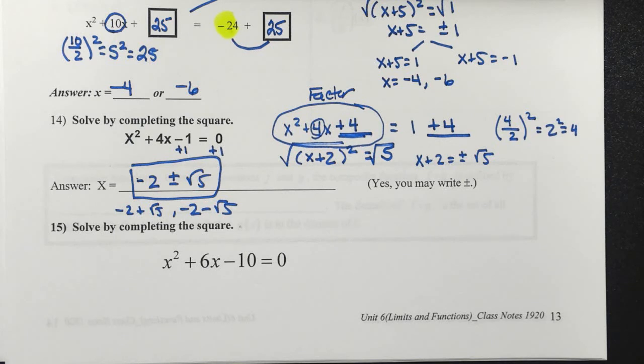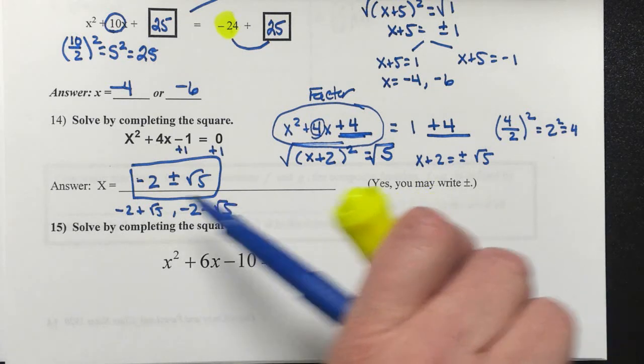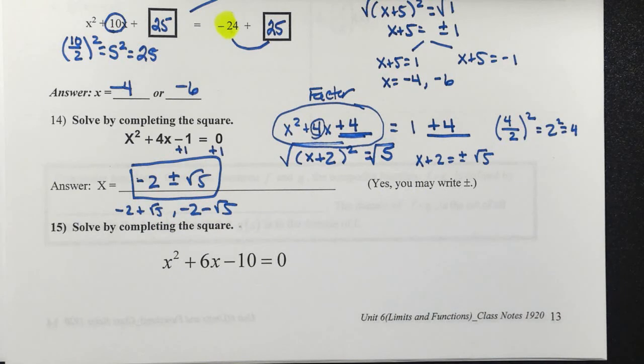Most of you can plug and chug in quadratic formula. That's not the issue. The issue is I see so many errors when it comes to simplifying the quadratic formula, whereas you don't have to worry about making those errors with completing the square. Like I said, we're going to use completing the square for other things besides just solving quadratics. You guys go ahead and try number 15 for me.